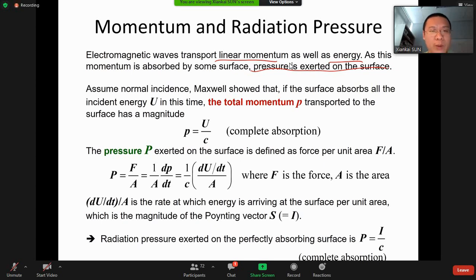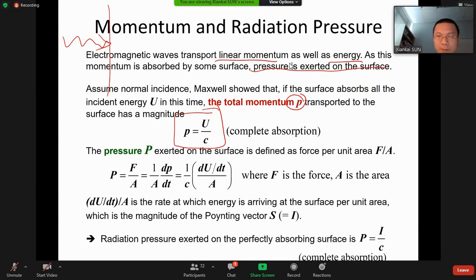Assuming normal incidence, Maxwell showed that if the surface absorbs all the incident energy U in this time, then the total momentum P transported to the surface has a magnitude U over C. This is for complete absorption. What does complete absorption mean? That means there is no reflection at all, so it is completely absorbed.